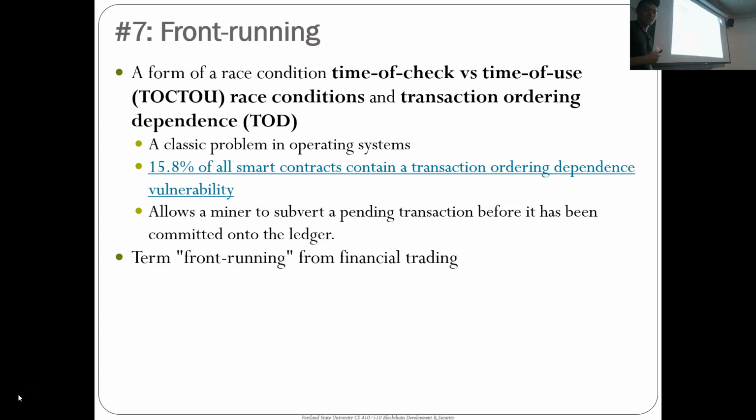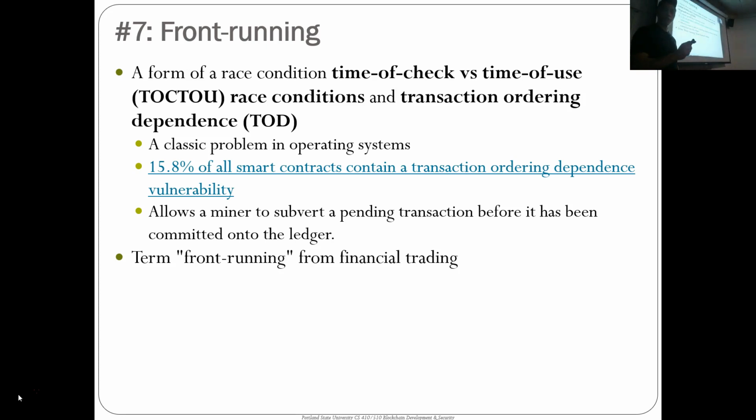Okay, so 15.8% of all smart contracts contain some kind of transaction ordering dependence vulnerability. And the problem with this is that if a miner sees something going in and the miner is participating in a contract, because miners are equal participants, they can mine blocks and they can actually interact with contracts. If the miner has an advantage by inserting a transaction ahead of yours, then this allows the miner to benefit from this. The actual term comes from financial trading.